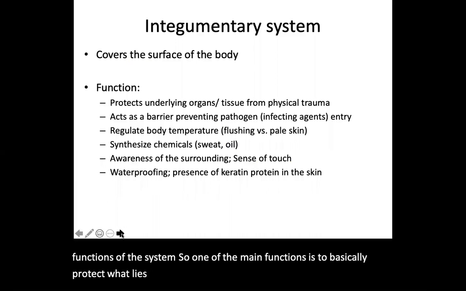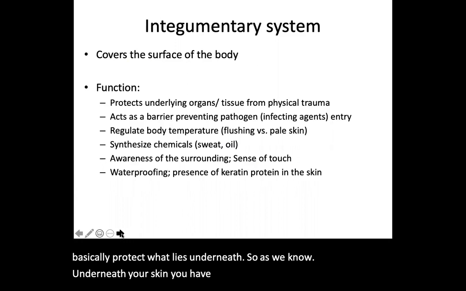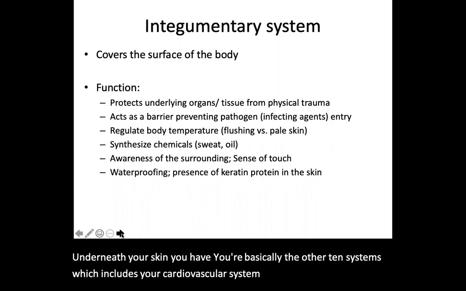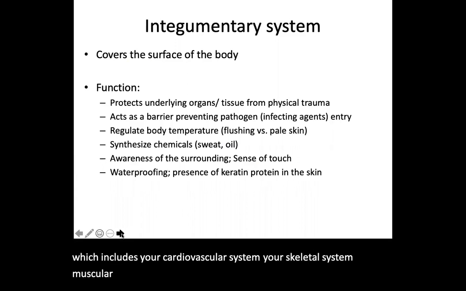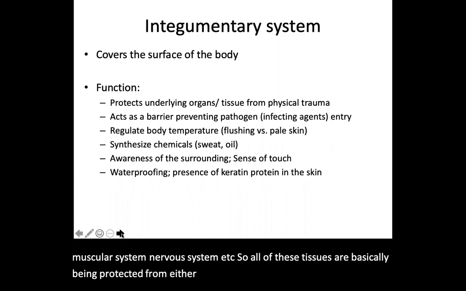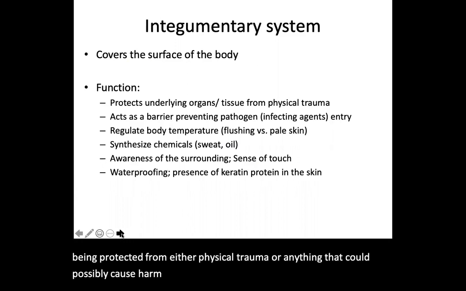As we know, underneath your skin you have the other 10 systems, which include your cardiovascular system, your skeletal system, muscular system, nervous system, etc. All of these tissues are being protected by your skin from physical trauma or anything that could possibly cause harm in your external environment.